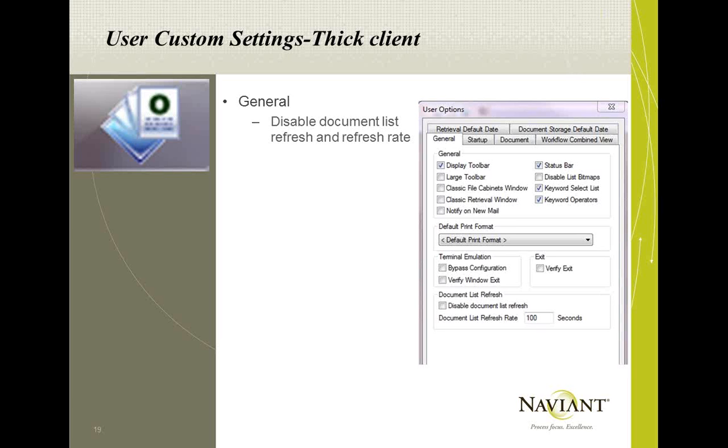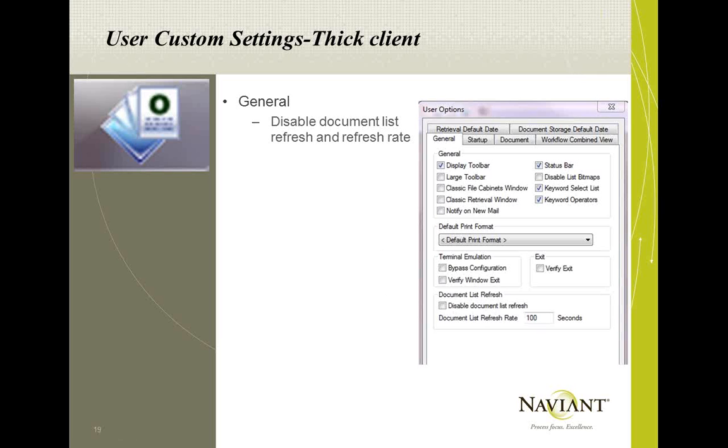On here you can see the general tab, which gives us what the general screen is going to look like. It'll display a toolbar, you'll have the status bar at the bottom, and you'll have the keyword operators like and or next to the keywords when you're doing indexing. And then down here, disable document list refresh.